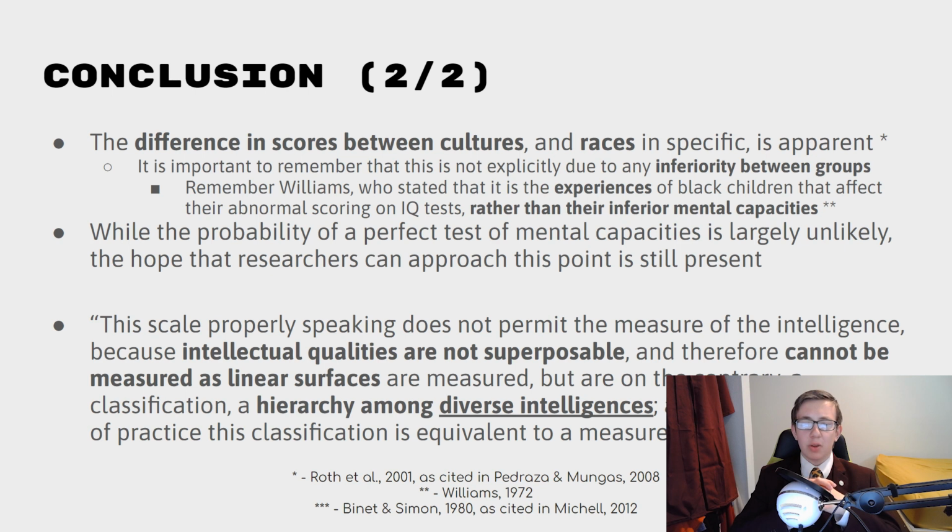Now, I ended with a quote from Binet and Simon because I really respected their views on intelligence. So what they stated was that intellectual qualities are not superposable and cannot be measured as linear surfaces are measured, but are on the contrary a classification, a hierarchy among diverse intelligences. And it's for this reason that they decided that they needed a metric to quantify intelligence.